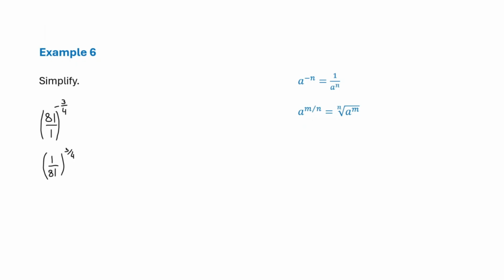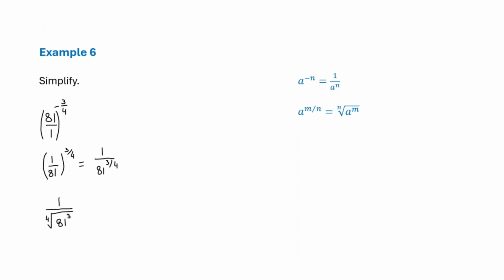Remember that 1 raised to any real power is always 1, so we simply write 1 in the numerator. Now let's apply the fractional power rule. The denominator tells us which root to take, while the numerator tells us the power. So this becomes 1 over the 4th root of 81 cubed.